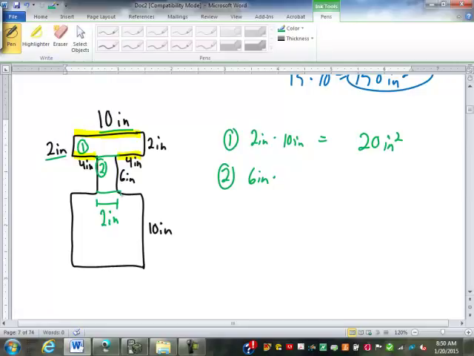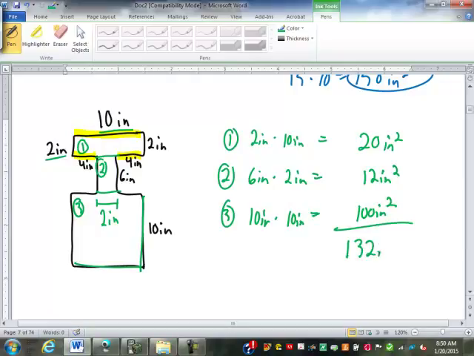Because it is something a lot of people struggle with, the visualizing and finding those missing dimensions like that. So that is 6 inches high, 2 inches wide. So 6 by 2, or 12 square inches. And then the bottom one down here, the third one, that's 10 by 10 for 100 square inches. So we add that up to get 132 square inches.